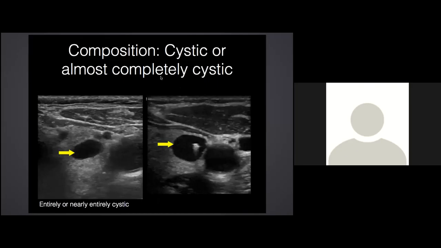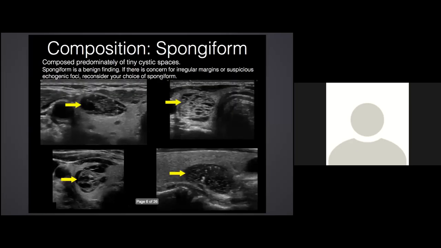So once again, these are some of the images which Siddharth also showed. This is an example of a cystic or completely cystic nodule, and you can see some of the comet-tail echoes in there. But these are very benign nodules, completely cystic, or almost completely cystic.